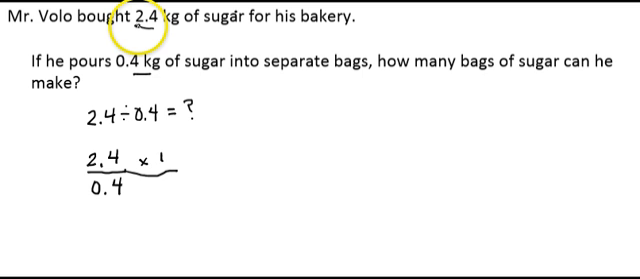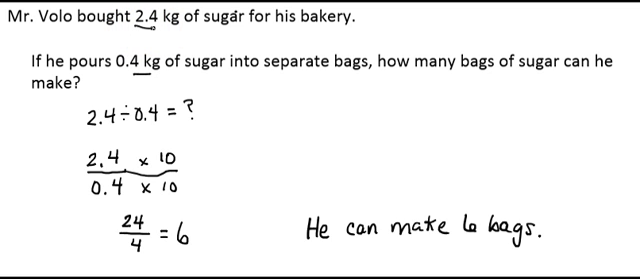I'm going to multiply the numerator and the denominator by 10 to get whole numbers. Now my fraction is 24 over 4, or I can read it as 24 divided by 4, which equals 6. Now he can make 6 bags, which makes sense because he's using twice as much sugar this time around. If he made 12 bags last time, he would make half as many bags, or 6 bags, this time. So you can see how relating our division problems to fractions helps us divide decimals.